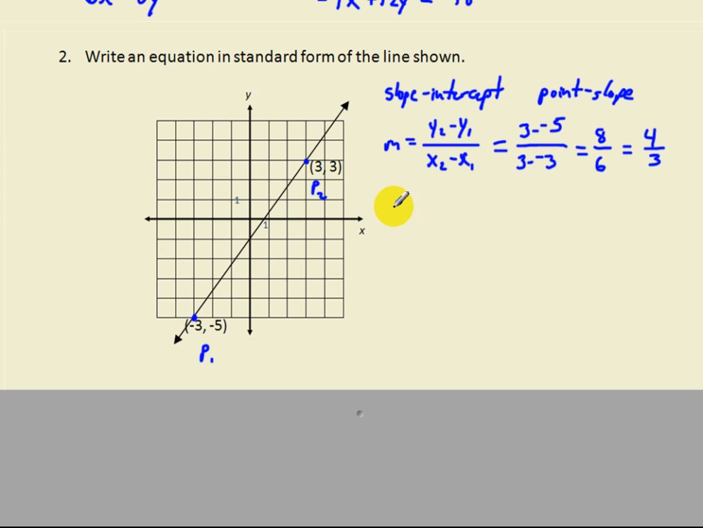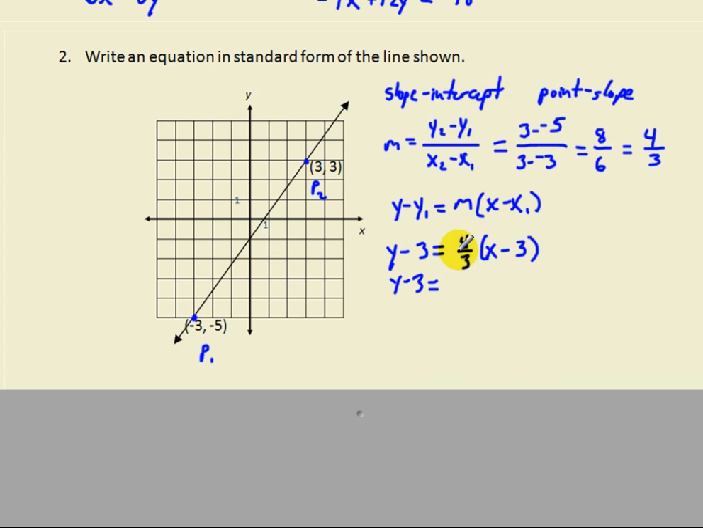So remember that for point-slope form, we have y minus y1 is equal to the slope times x minus x1. So we would have y minus 3, because the y-coordinate is 3, is equal to, our slope is 4/3, so 4/3 times x minus 3, because our x-coordinate here is also 3. So now I'm going to apply the distributive property.